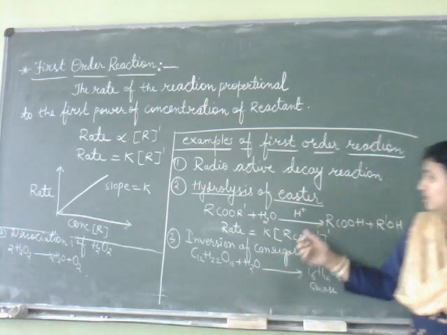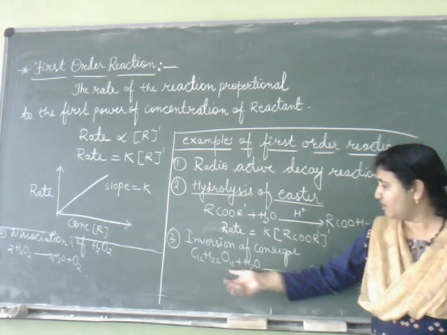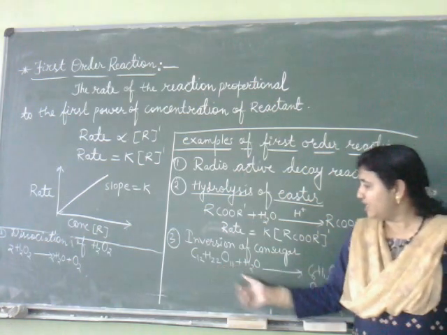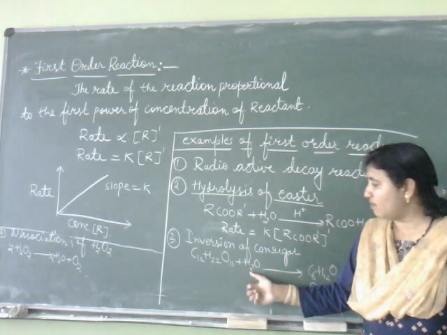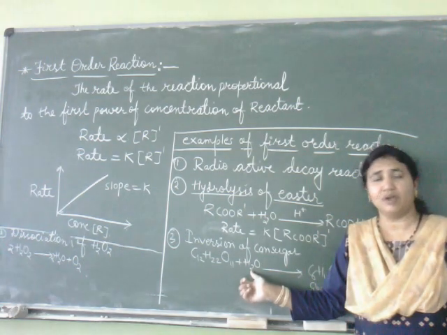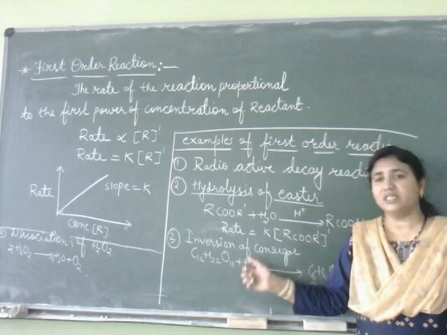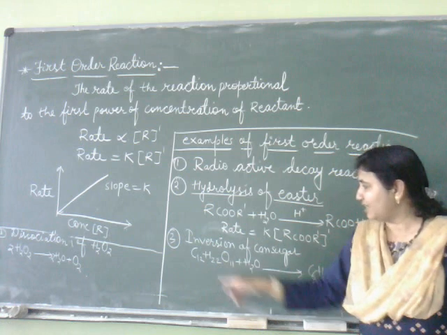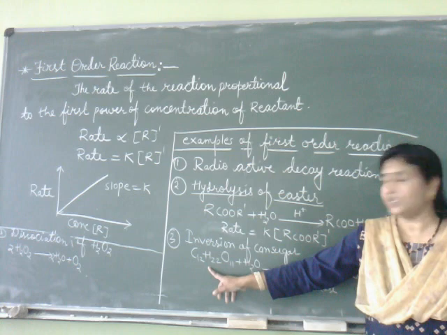The next example is inversion of cane sugar. Hydrolysis of cane sugar gives glucose and fructose. Here also molecularity is 2 but the order is 1. The concentration of the reactant water is 0 here, because it is present in excess amount. Whenever reactants are present in excess amount, their concentration is considered as 0. So the concentration that matters is only the sugar. So it is a first order reaction.